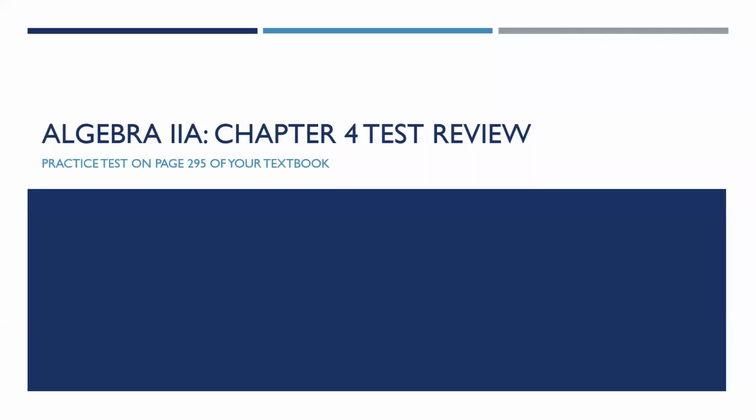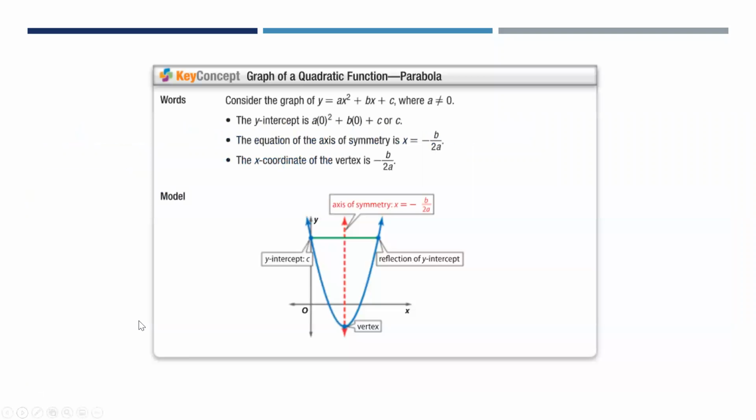Okay, so like I said, this is a video for Algebra 2 for the Chapter 4 test, and the practice test can be found on page 295 of your textbook. All right, so Chapter 4 is all about quadratic functions. So remember, when you have a quadratic function, it starts off with x squared. Okay, so when that happens, it creates this parabola, okay?